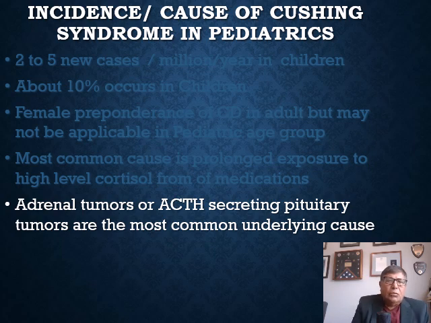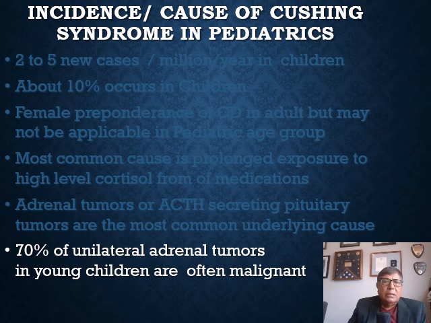An adrenal tumor or ACTH secreting tumor is the most common underlying cause in pediatrics, and 70% of the unilateral adrenal tumors, and this is kind of interesting to note, in young children, especially below the age of 6, are often malignant.